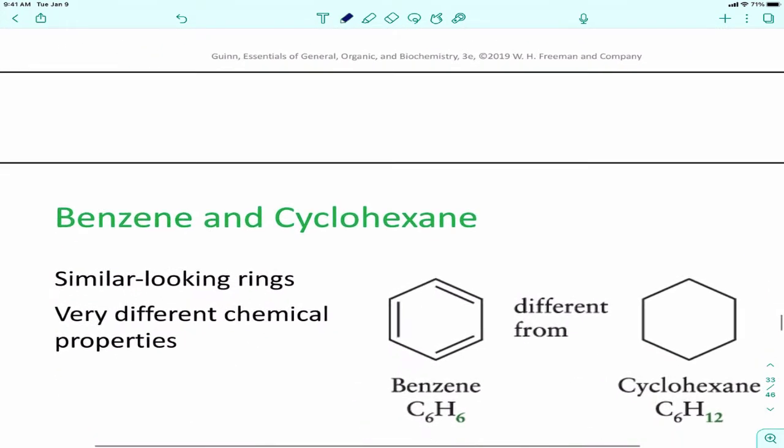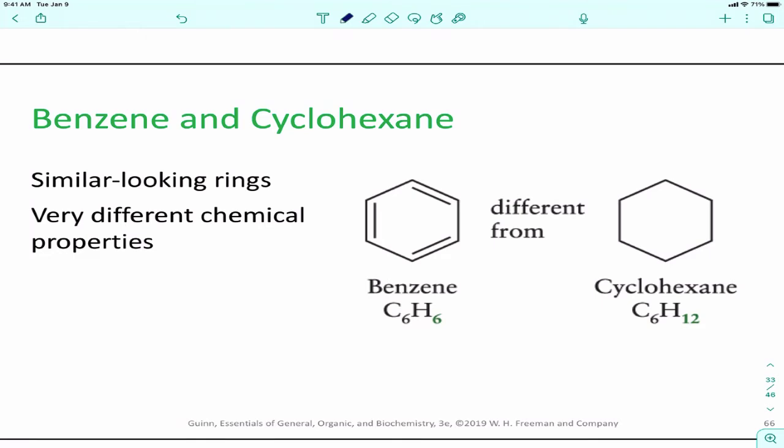If we compare benzene with cyclohexane, both of them have six-membered rings. Both have six carbons. You do have twice the number of hydrogens in cyclohexane than you do in benzene. Remember, because you have three alternating double bonds, you have to take away six hydrogens to make that work. So that's why benzene only has six hydrogens. They're very similar looking rings, but they have very, very different chemical properties.